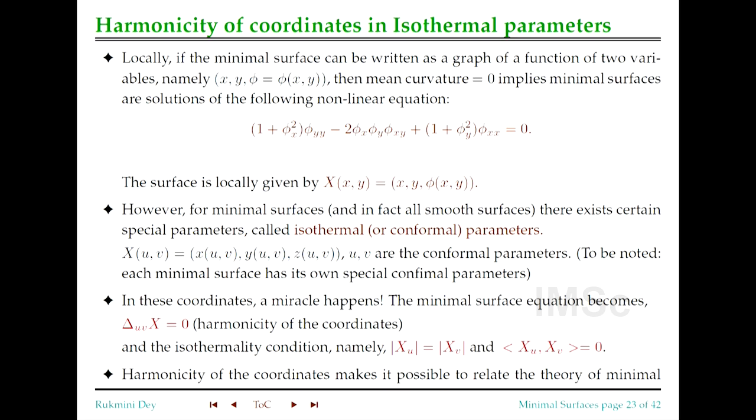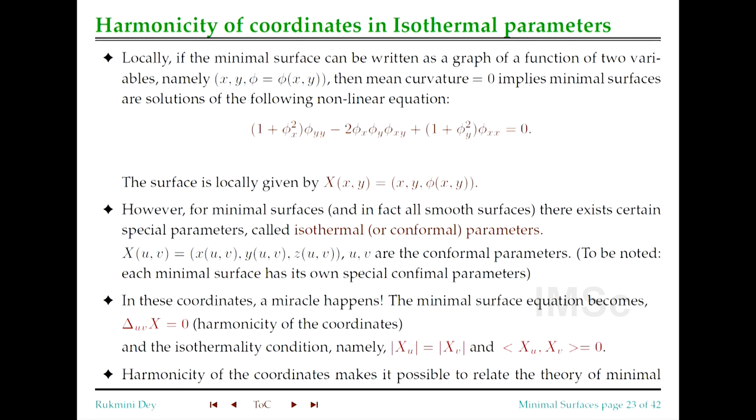So let us go a little bit into the mathematics behind it. If you can write your surface locally as (x, y, phi(x,y)), then the mean curvature 0 equation is actually a quite complicated PDE: (1 + phi_x^2) phi_yy - 2 phi_x phi_y phi_xy + (1 + phi_y^2) phi_xx = 0.